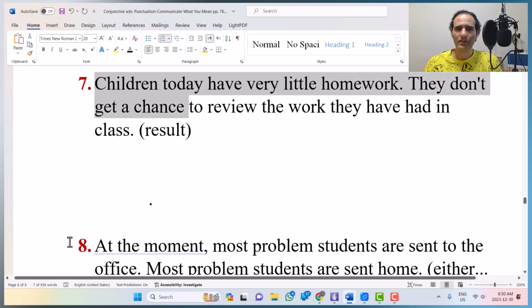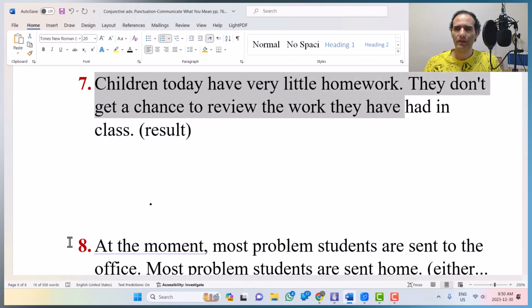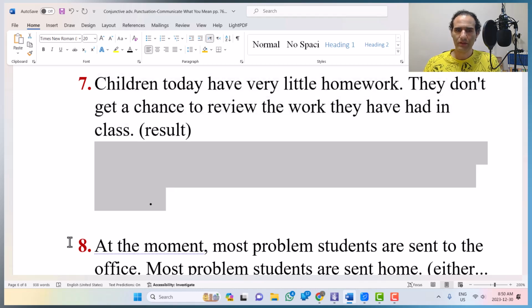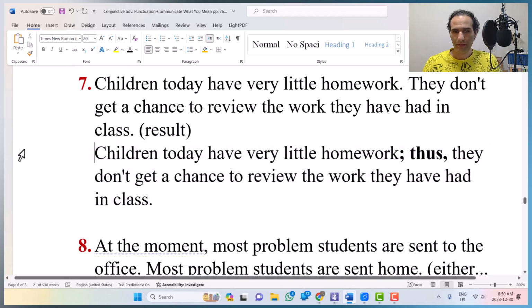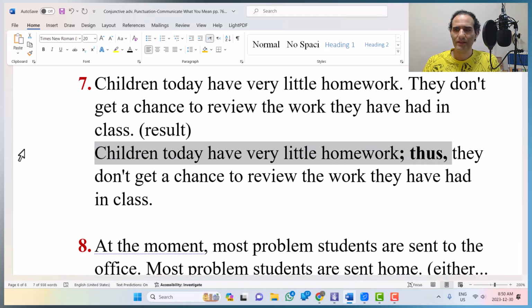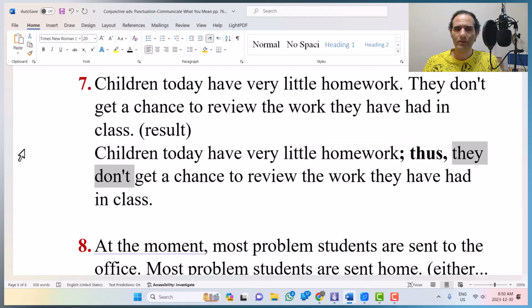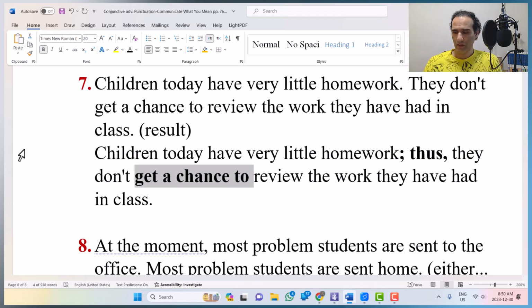They don't get a chance to review the work they have had in class. As a result, therefore, consequently, thus. Children today have very little homework, thus, semicolon, thus, comma. They don't get a chance to. Beautiful. Have a chance to. Have the opportunity to review the work they've had in class.